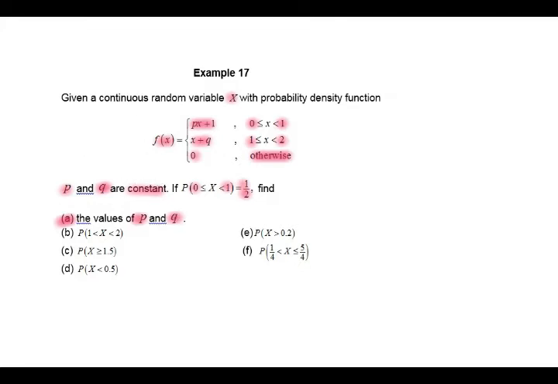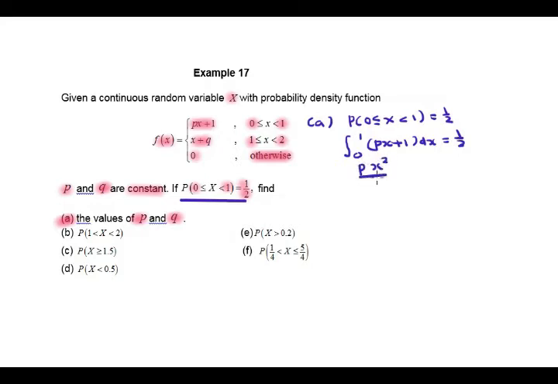To find P and Q, we'll make use of the information given. First, the probability of x from 0 to 1 is equal to half. It is equal to the integration from 0 to 1. The corresponding function is px plus 1. Integrate px is px squared over 2. Integrate 1 is x.